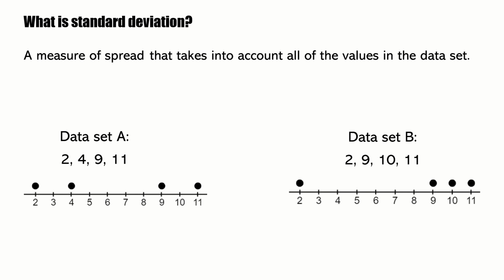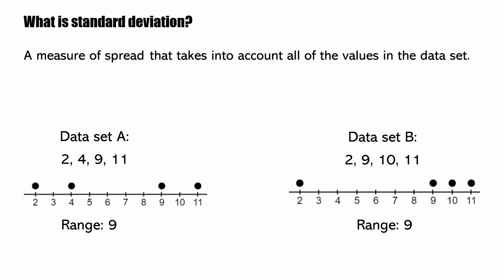The interesting thing is if you work out the range of that first data set, it's just going to be 11 take away 2, which is 9. In other words, it's going to completely ignore the 4 and the 9 in the data set. And if you calculate the range of the second data set, well, it's also going to be 9 because it's going to be 11 take away 2 again. It again completely ignores the numbers in the middle, in other words, the 9 and the 10 in this case. The problem is this doesn't give a true reflection of what's really going on with these datasets.